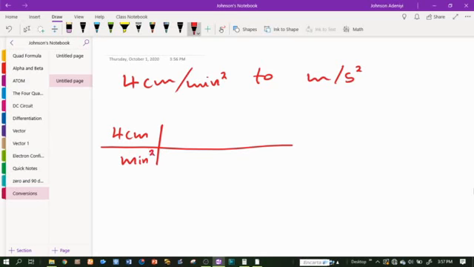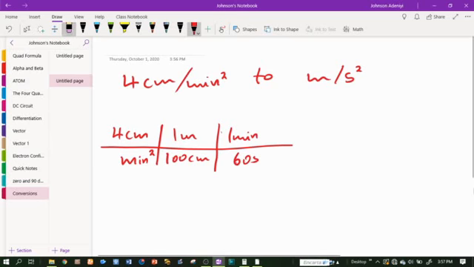So this is good. Let's get rid of the centimeter to meter first. So that's 100 centimeter is equal to 1 meter. Let's draw the vertical line. We want to convert the minutes to seconds. So that is 1 minute, which is equal to 60 seconds.